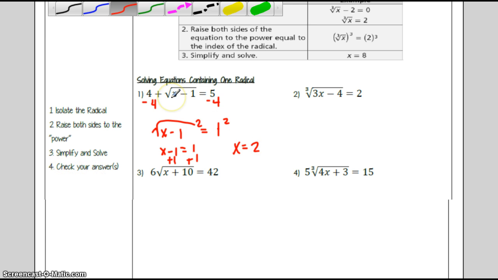Now we do want to make sure to check our answer, so let's plug 2 in, and most of the time the checking can just be done in your head. 2 minus 1 is 1, the square root of 1 is 1, and 4 plus 1 is 5. So yep, we're good. So let's look at the next one.